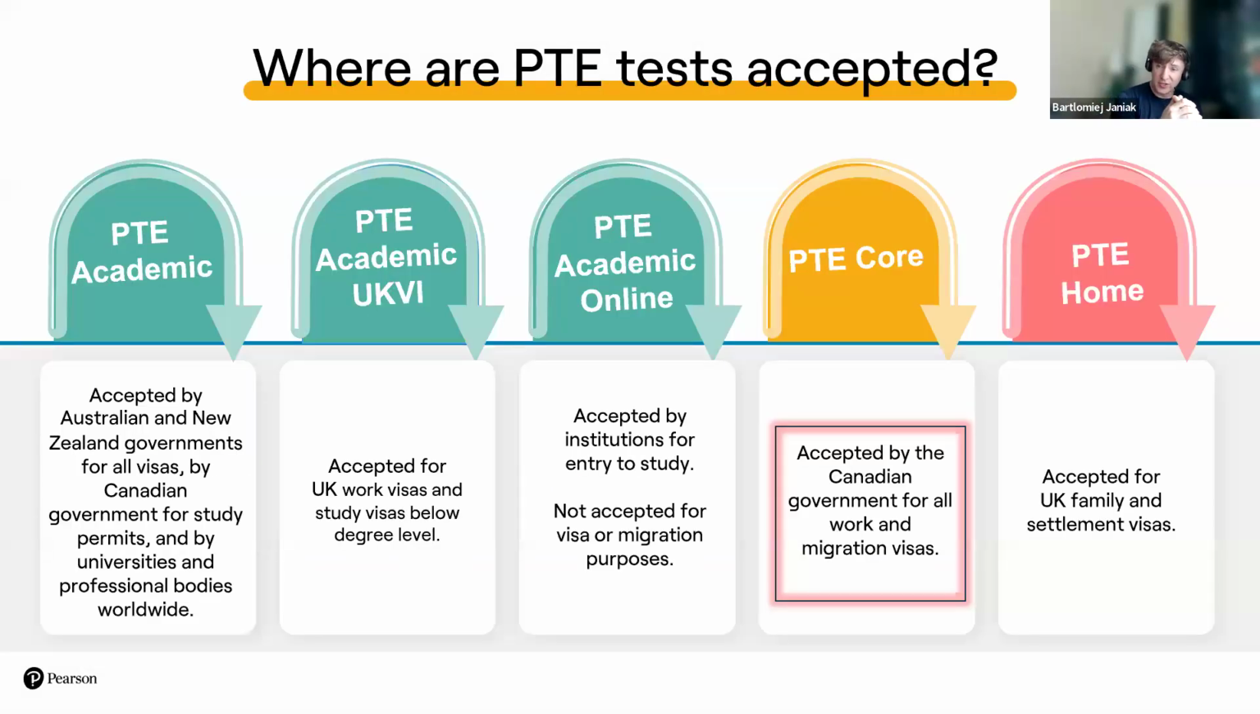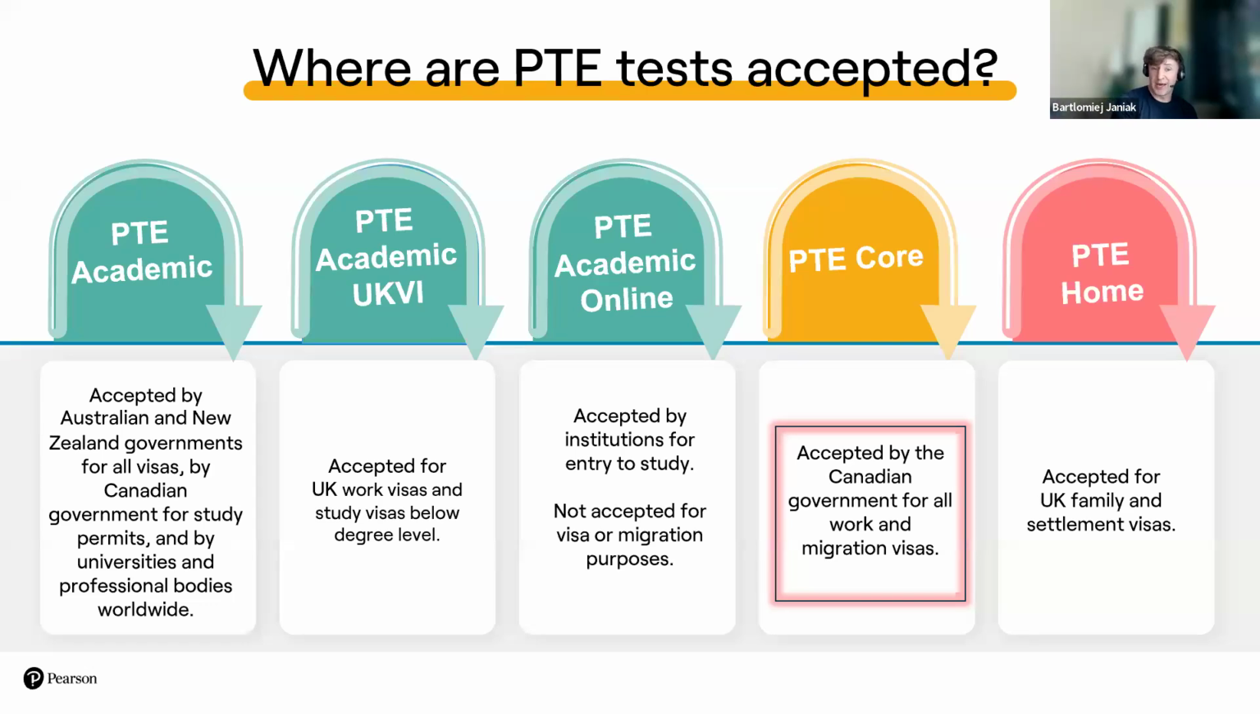The recommendations for different tests. So PTE Academic, as you will see, is accepted by the Australian and New Zealand governments for all visas, and by the Canadian government for study permits. So if you plan to study in Canada, PTE Academic is the test for you. And of course, it is accepted around the world by various universities. If people are planning to study at a university in a foreign country, they need to go to the website, check the requirements, and take PTE Academic.